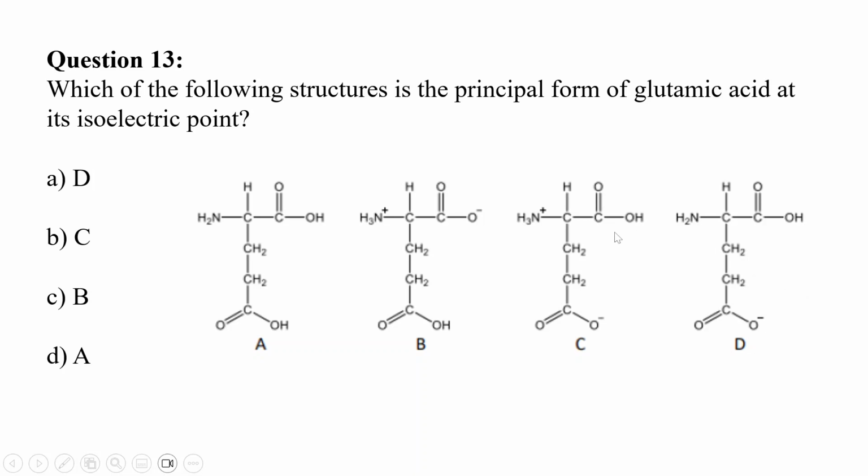Now I have told you, if we have an amino acid and if the pH is crossing the pK value of the functional groups, basically the functional group will get deprotonated. Okay. Now if we have glutamic acid, the most electronegative atom will get deprotonated very easily.